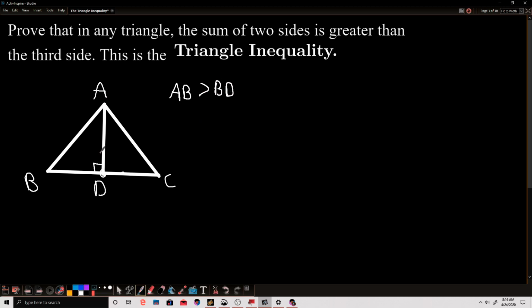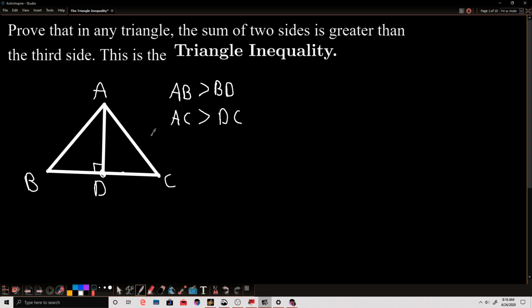Notice I'm not going to compare it with the side AD, since that's not a part of our original triangle. I want to compare AB, which is the hypotenuse of ABD, to one of the other sides, BD, which is a part of the original triangle. And similarly, in the triangle ADC, AC is the hypotenuse, so we know that AC is strictly greater than DC.